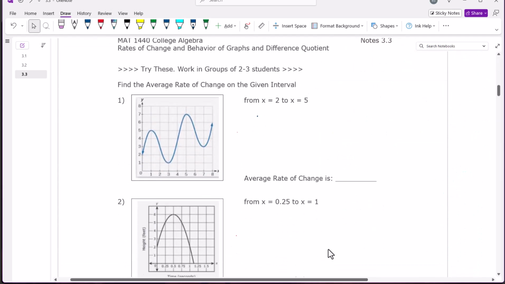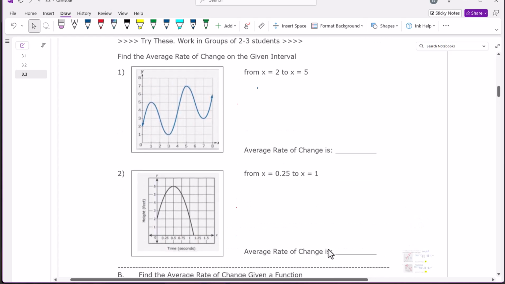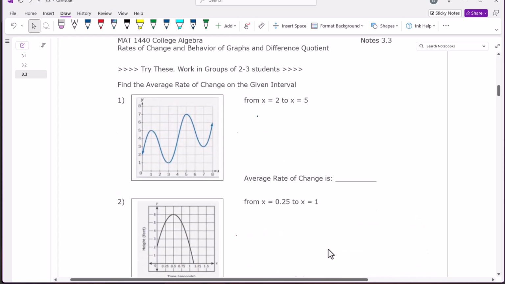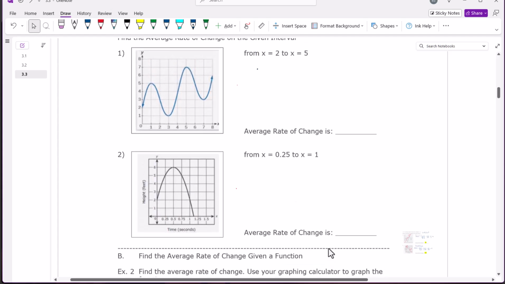Okay, so on this next page, I'll have you just do 2 problems. Go ahead and pause the video, and then when you're ready to check your work, just resume the video.